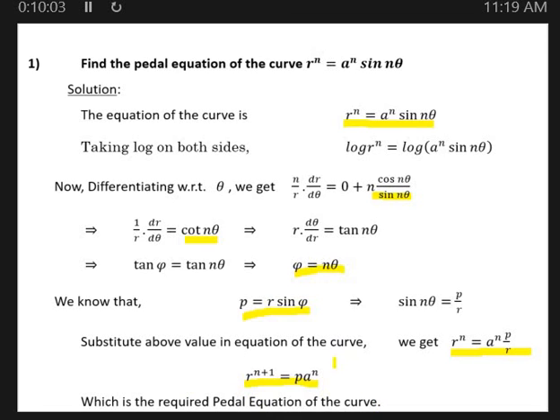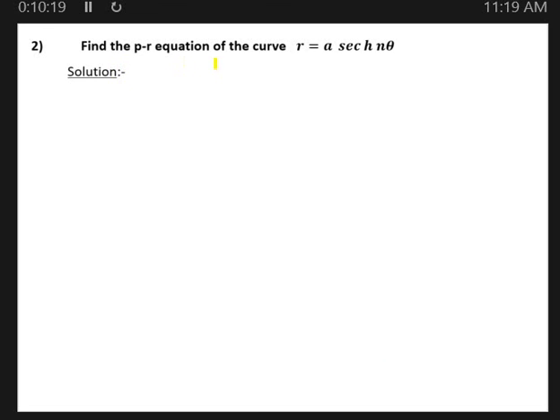See, completely we have eliminated theta and phi from this equation. So it is a P-R equation. We work out another problem. Find the P-R equation of the curve r is equal to a secant hyperbolic n theta.